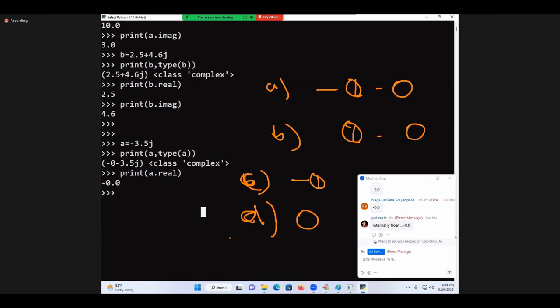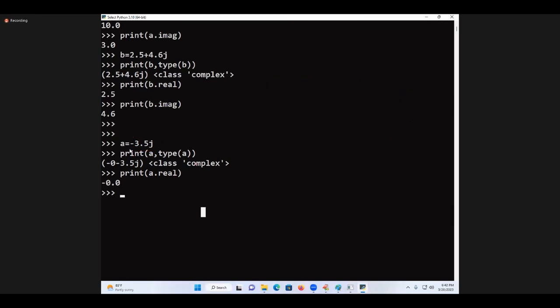But they will test your practical knowledge. The answer is, whenever you say minus imaginary, the real part will also be taken as -0. It's a thing to remember, and you need not doubt it, because it is taken like this internally.